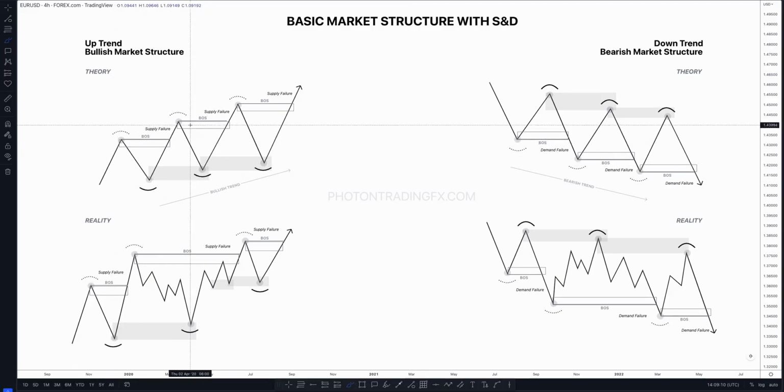We expect supply to fail. We expect those weak highs to fail and for price to continue. Exact opposite for bearish market structure. Supply is in control, right? Price pulls back up to supply, it's respected, and demand fails.